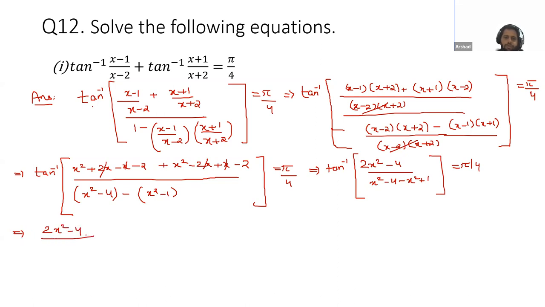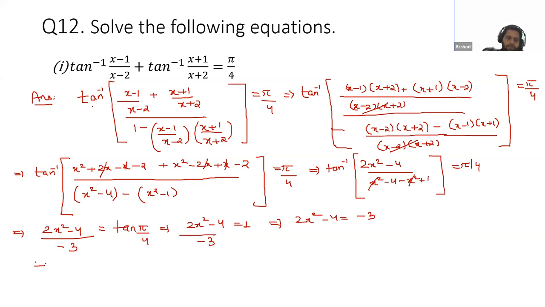Okay, I'm shifting this tan inverse to the right side. This x square will get canceled out. We will get a minus 3 here. And this will give us tan pi by 4. So this is (2x square minus 4) by minus 3, and this is equal to 1. So 2x square minus 4 is equal to minus 3.